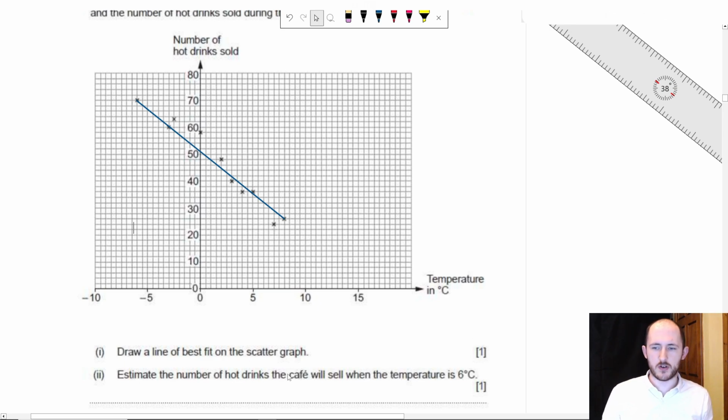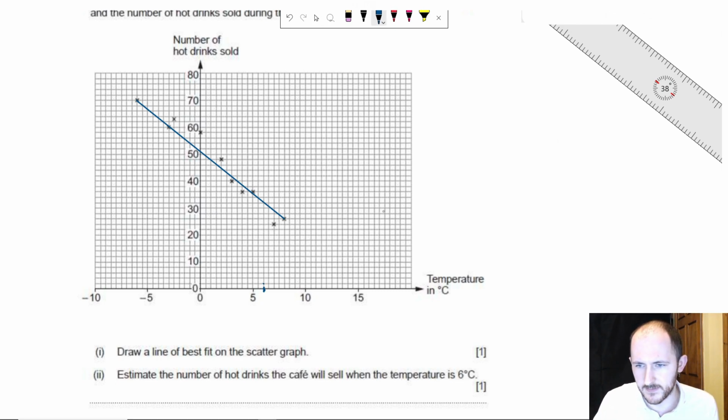And it says estimate the number of hot drinks the cafe will sell when the temperature is 6 degrees. So again, you're finding 6 on here. So what I'd recommend you do is work out what it's going up in. So there's 10 small boxes between 0 and 5. So each small box is half a degree. This is going up in 0.5s, right? If you're unsure of how I managed to do that, let me know. So 5.5, 6. So 6 is right here. So, should I use the ruler for this? Actually, no, I can draw a straight line like this. It's fine.